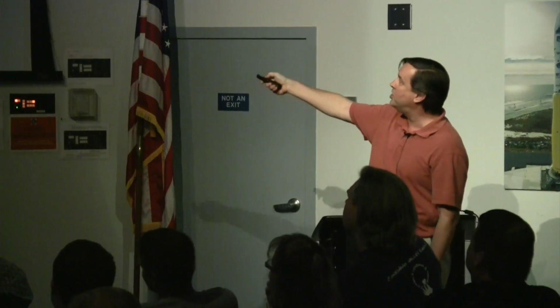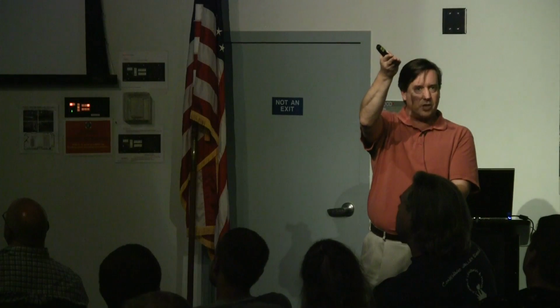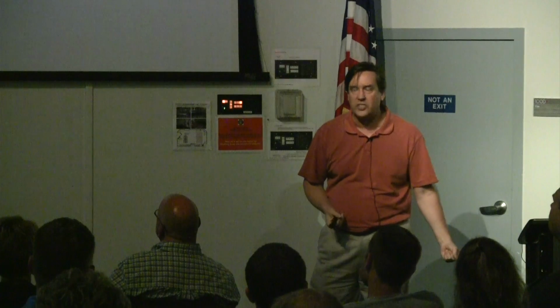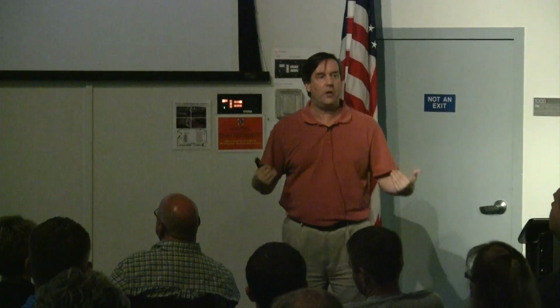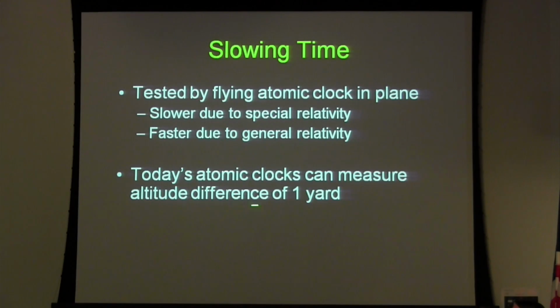It is slower due to special relativity because you're moving at velocity, right? All right, as you move at a faster velocity, it slows down. But you get up out of the Earth's gravitational field, and therefore it runs a little faster. Accounting for both of them, they can find out. You could actually think of today's atomic clocks as the best altimeters out there because they can detect an altitude difference down to 1 yard.